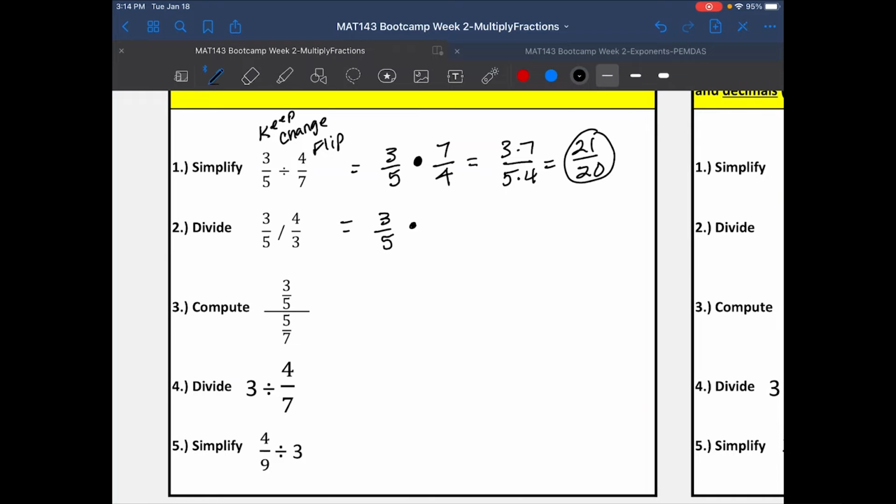3/5 times 3/4. Keep it, change it, flip it. Multiplying straight across, we get 3 times 3 over 5 times 4. So we end up with 9/20.